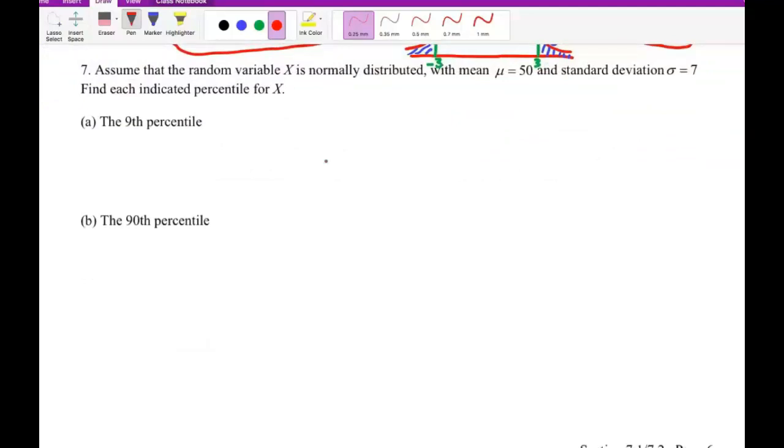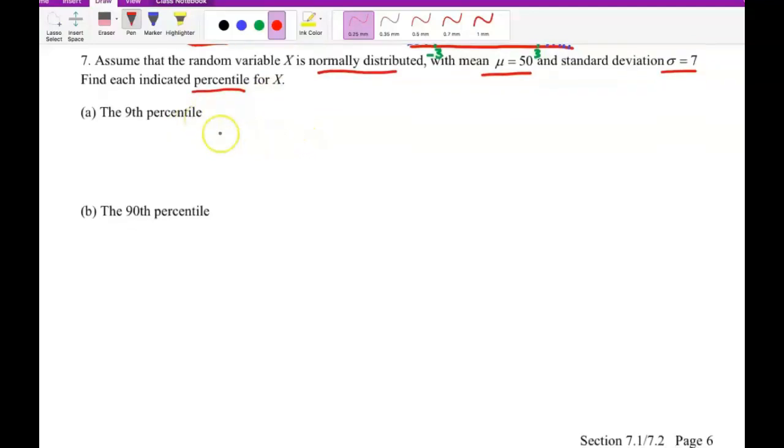Okay, number 7. So we are assuming that the random variable x is normally distributed with mean equal to 50 and standard deviation 7. We need to find the percentile for x. Okay, so part A is 9th percentile. What that means, here the area is equal to 9%.